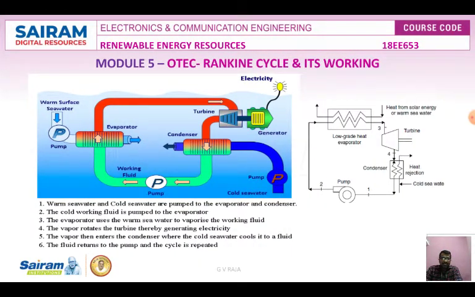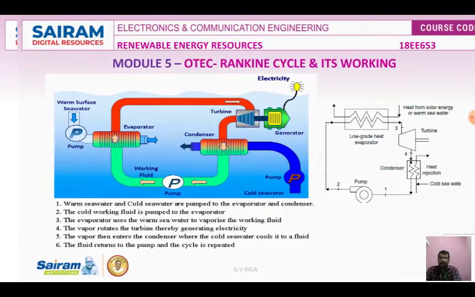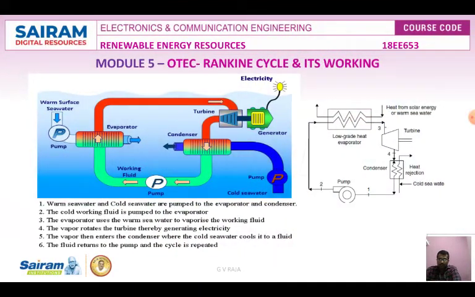So the Rankine cycle consists of a pump, condenser, evaporator, and turbine, and these operations 1, 2, 3, 4 happen continuously. The first operation is that the warm sea water and cold sea water are pumped through the evaporator and condenser. If you see this picture, the steps have been given. This is warm sea water and this is cold sea water. These two waters are pumped to the evaporator and condenser. The cold working fluid is pumped to the evaporator.